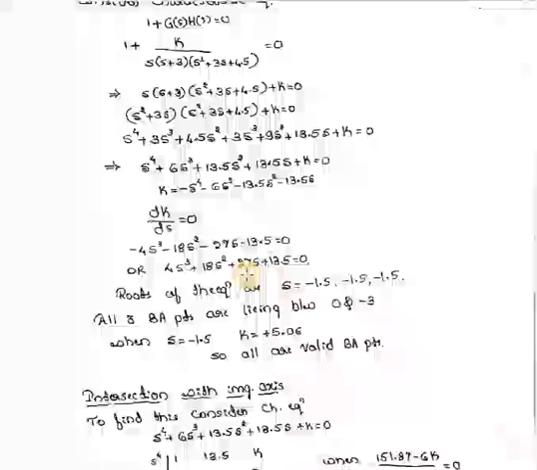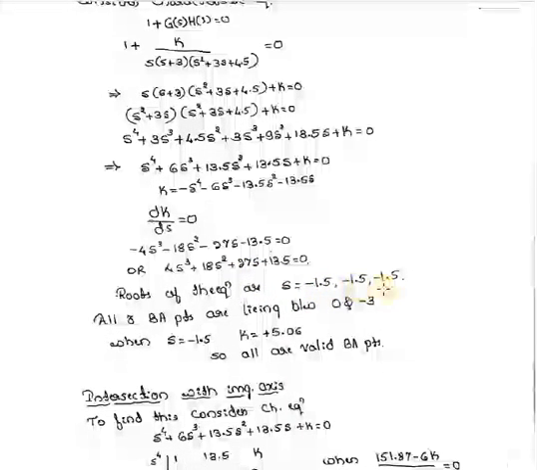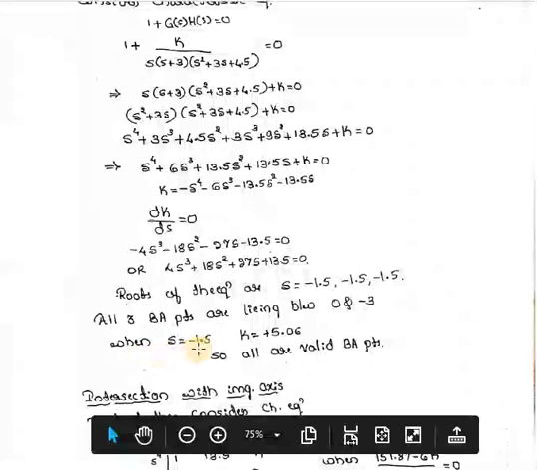Now find the roots of this equation. Directly from the calculator you can get the roots as minus 1.5, minus 1.5 and minus 1.5. If you observe, all these values lie between 0 and minus 3. So these are all valid breakaway points. Since their values are the same, you can take it as the valid breakaway point. To cross verify, substituting s as minus 1.5 in this K equation, we get the K value as plus 5.06. If we get the K value as positive, we can take that point as a valid breakaway point. So all are valid breakaway points here.